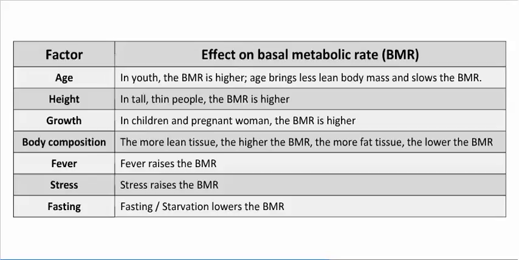These factors influence basal metabolic rate. Age. In youth, the BMR is higher. Age brings less lean body mass and slows the BMR. Height. In tall, thin people, the BMR is higher. Growth. In children and pregnant women, the BMR is higher. Body composition. The more lean tissue, the higher the BMR. The more fat tissue, the lower the BMR. Fever. Fever raises the BMR. Stress. Stress raises the BMR. Fasting. Fasting and starvation lowers the BMR.